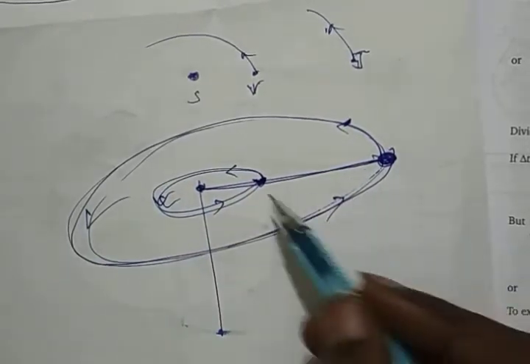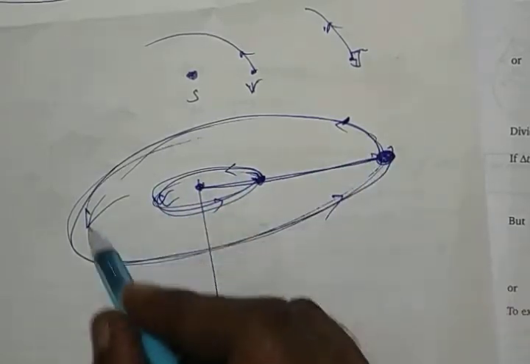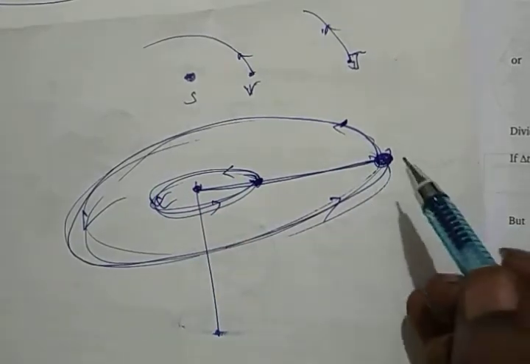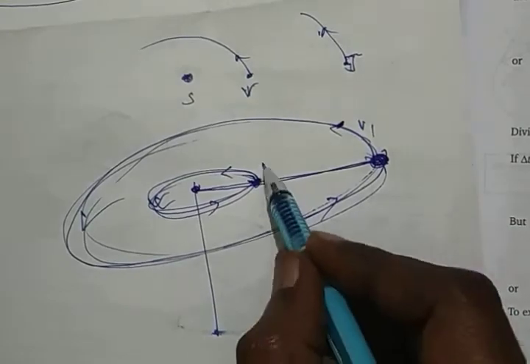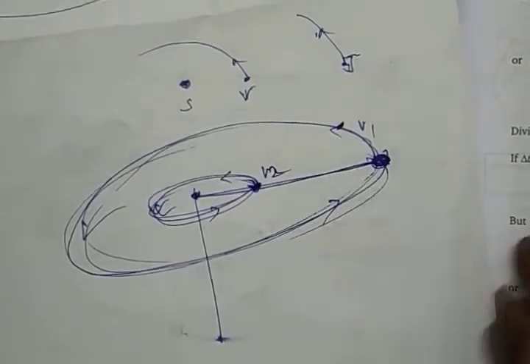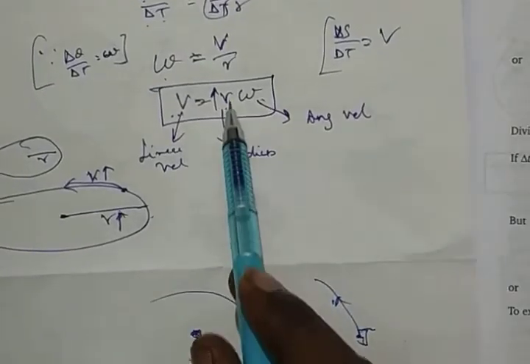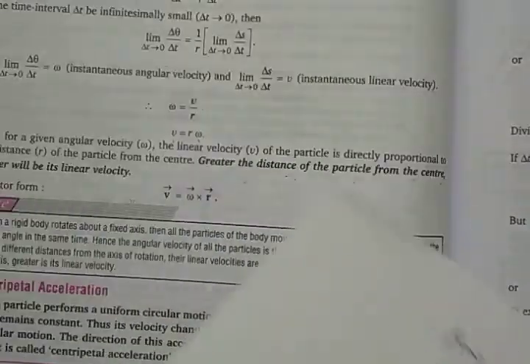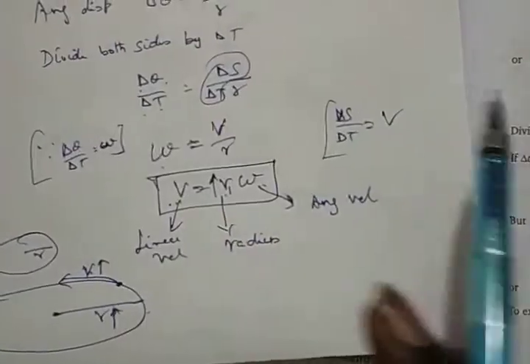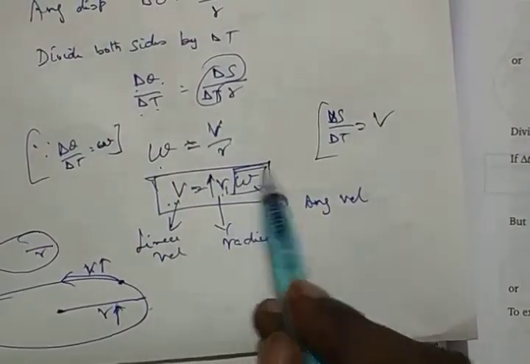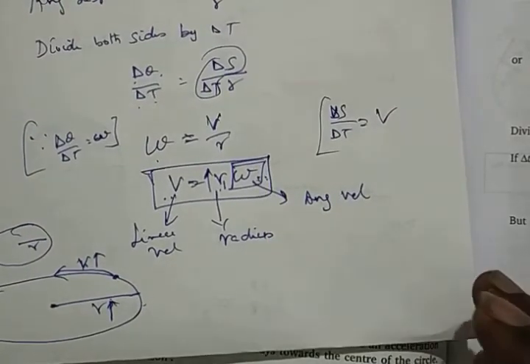And what is the time taken? The same time is taken here also. The same time taken here also. Which velocity is bigger? This velocity will be bigger. This velocity will be smaller. So that's what is written here: the more the radius, the more the velocity. This is static, this is constant. Same angular velocity, because it is going with the same one.